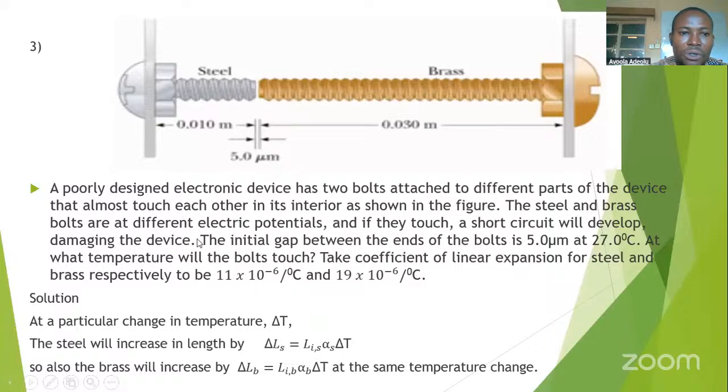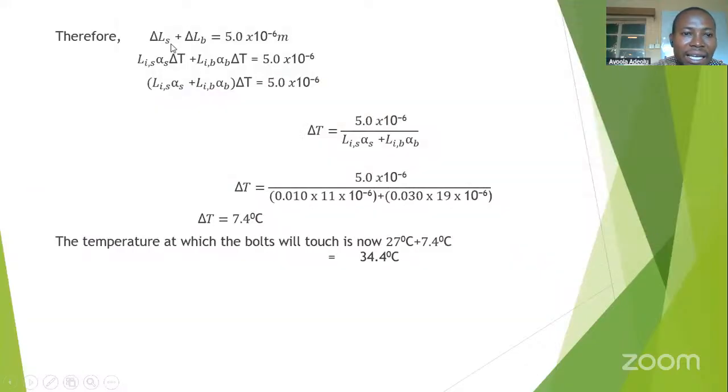So let's go on. I say delta L for steel plus delta L for brass is equal to 5.0 times 10 to the power minus 6. Micro means 10 to the power minus 6, that's why I put 10 to the power minus 6 there. Then this is the formula for delta LS, and this is the formula for delta LB, at the same change in temperature, don't forget.